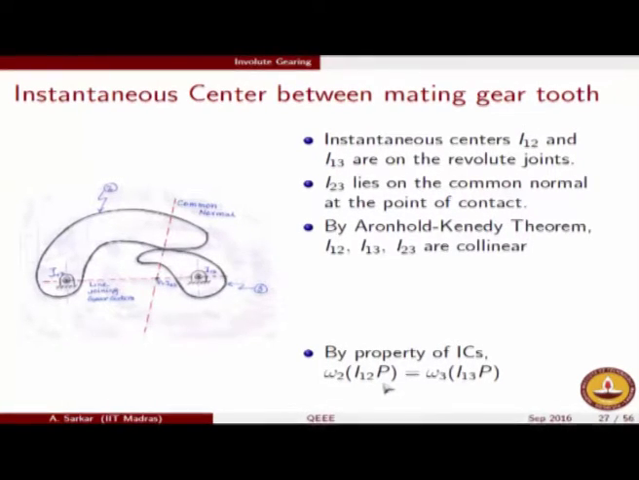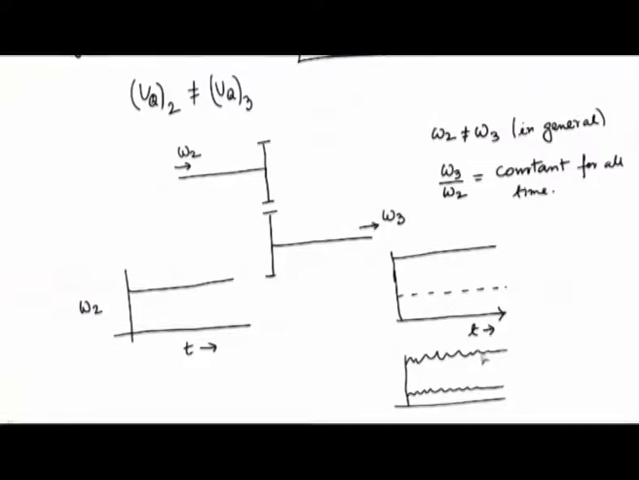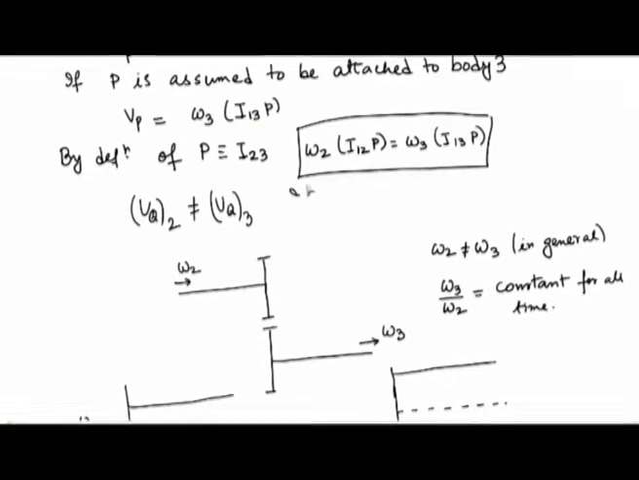So, the requirement that omega 2 by omega 3 is constant effectively means that I13P divided by I12P has to be constant for all times. It cannot change. But then what is this ratio? This ratio is exactly the distance from the two shaft centers to the pitch point. So, the ratio of the distances should not change.